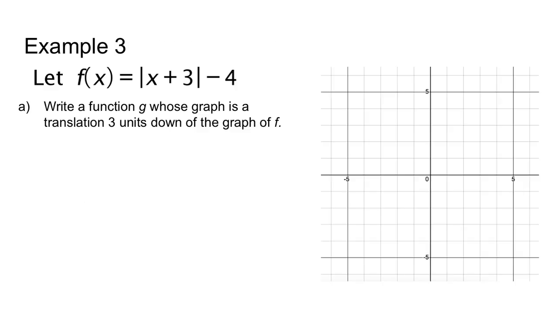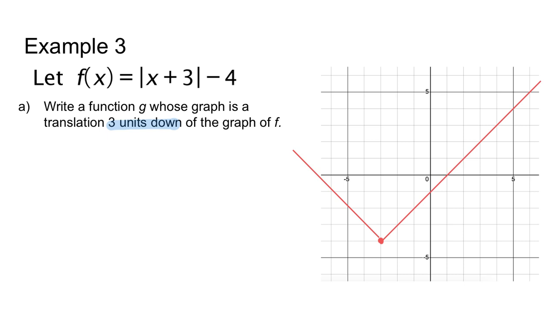Let's take a look. So, for example, we have f of x equals the absolute value of x plus 3 minus 4. Let's take a look at what that graph actually looks like. You'll see that this graph has been moved to the left 3 units and down 4 units. Okay, so now we're going to perform a transformation to this function, not the parent function, but to the one we're actually looking at. And for this problem, we're going to move it down 3 units.